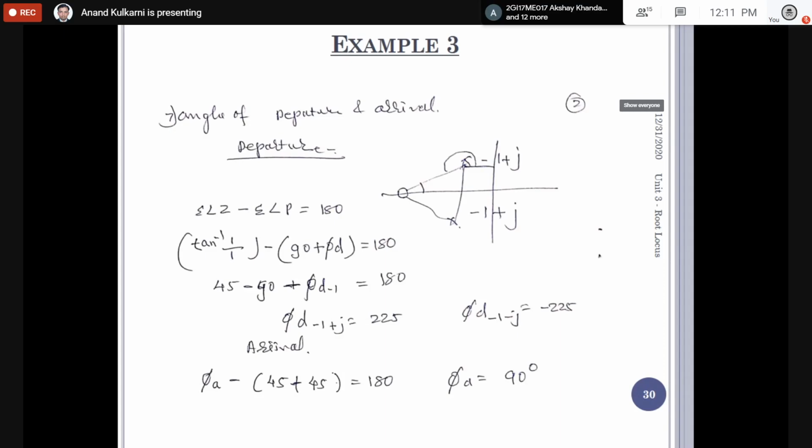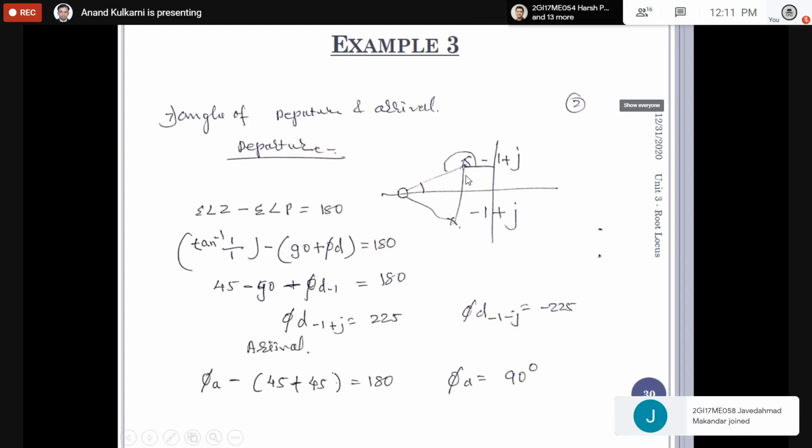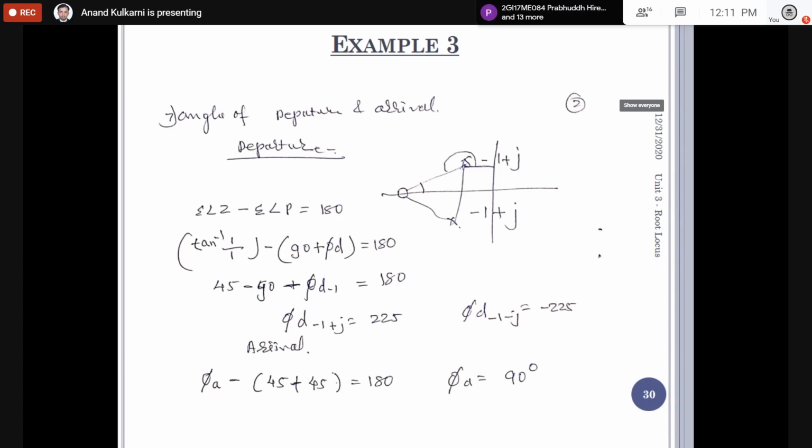So for that purpose, see here what I have done is, I have first calculated the angle of departure for one of these complex conjugate roots, because there is no need of finding the angle for both the complex conjugate roots. If here the angle is positive, here the same angle will be there with a negative value, because it has to be symmetrical about the real axis. So the angles of complex conjugate poles and zeros have to be always the same but opposite in sign.